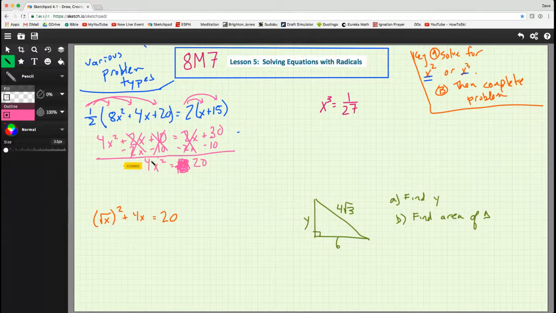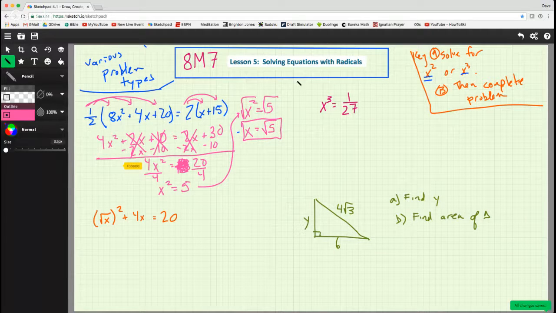So now I have 4 times x squared. Let's divide 4x squared by 4. We're pretending x squared is kind of like x, so we're solving for x squared. Now we get x squared equals 5. And now we can do what? We take the square root of both sides. If you take the square root of x squared, you get x, and that equals the square root of 5. We cannot simplify the square root of 5 because there are no perfect squares. So we're done.